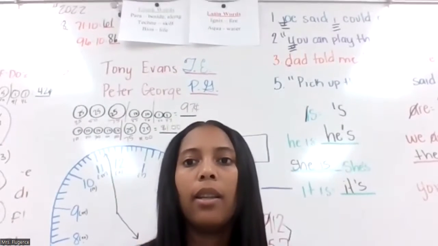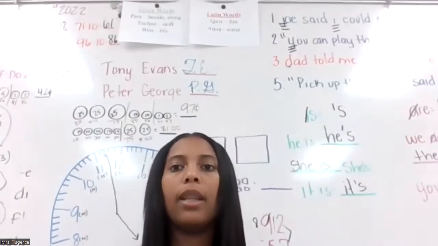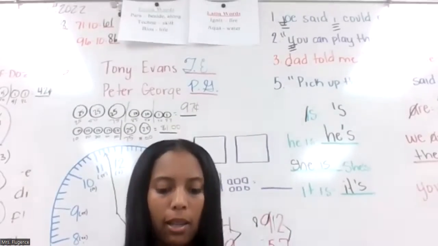Anybody? 112, okay. Let's see. Okay, go ahead, Solomon. And then who was it? Yeah, and then Josiah, I'll let you do the next one.